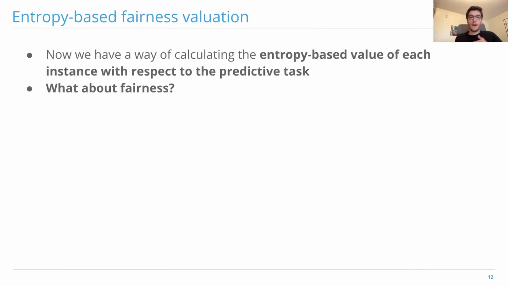Okay, so this gives us our metric for data value with respect to performance, but what about fairness? It turns out that we can also use entropy.